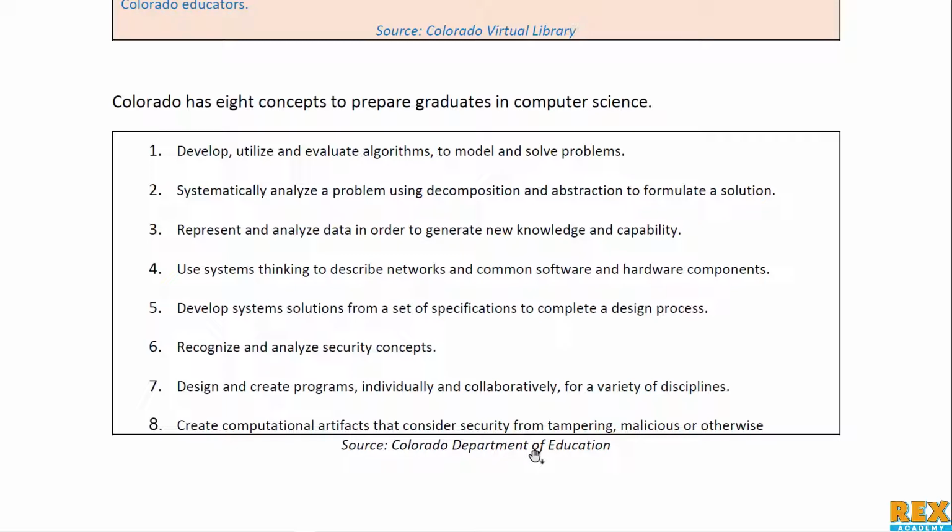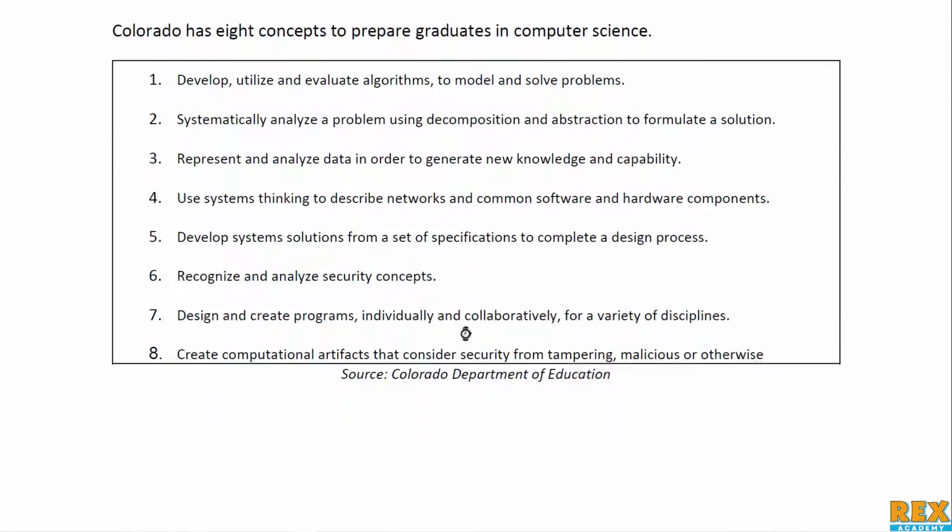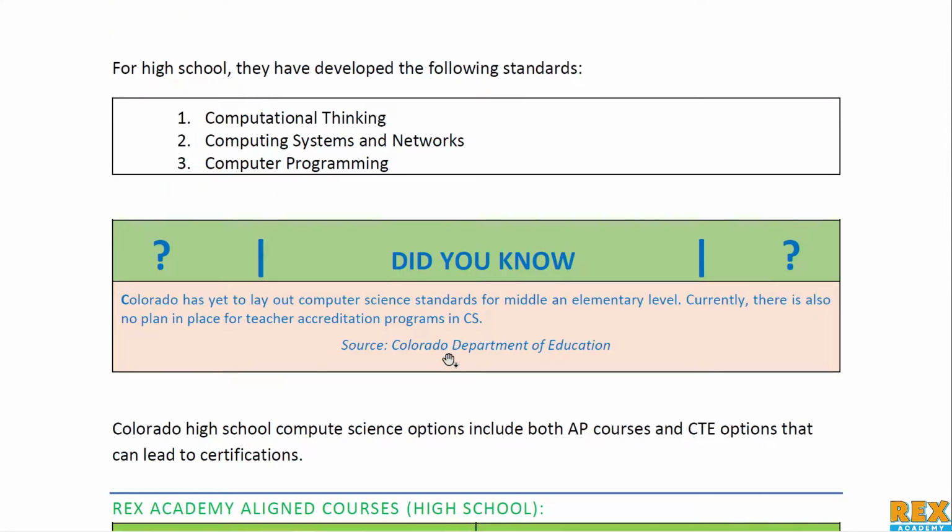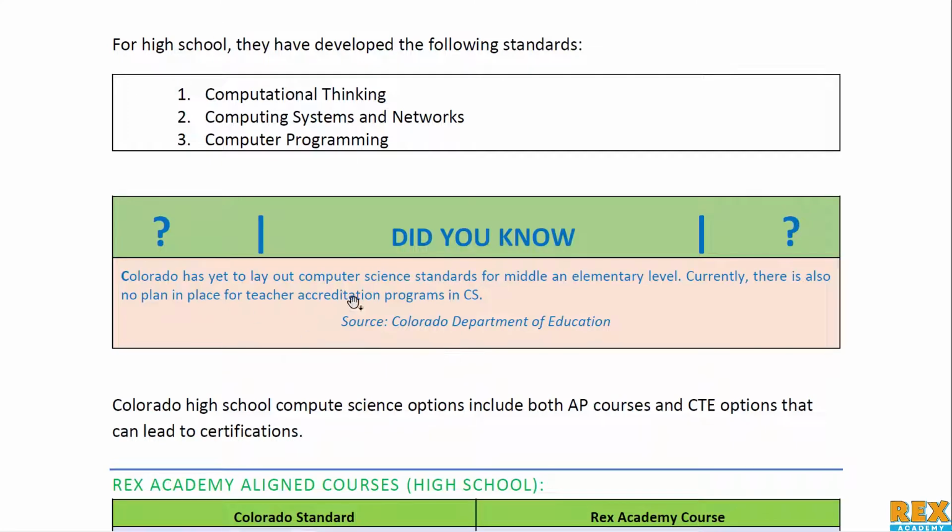So these are the primary 8 concepts that Colorado wants to push for their computer science development. Anyway, you can pause this video and read them for yourself. This isn't anything new, but these are essentially the main things they want to focus on. And here's the thing, this is really the part I want to focus on. For high school they have developed the following standards. I say that because they have actually not written any standards for middle or elementary school.